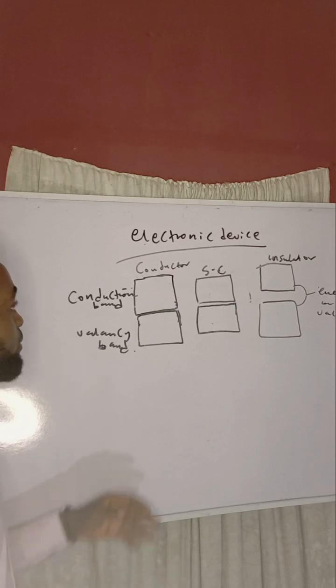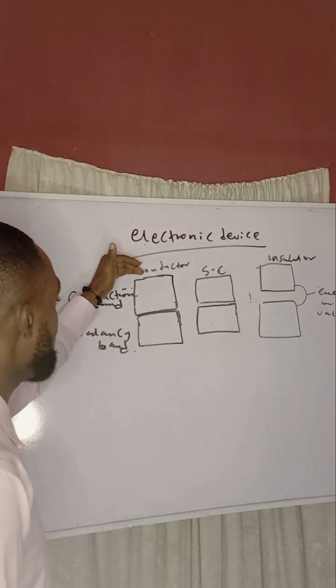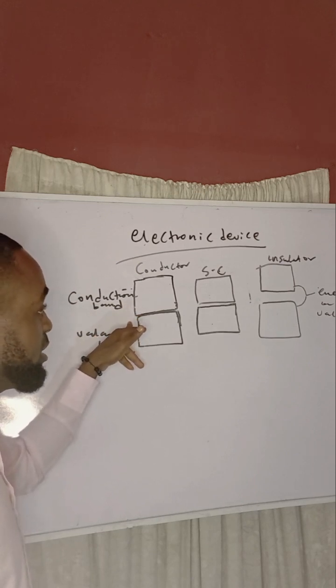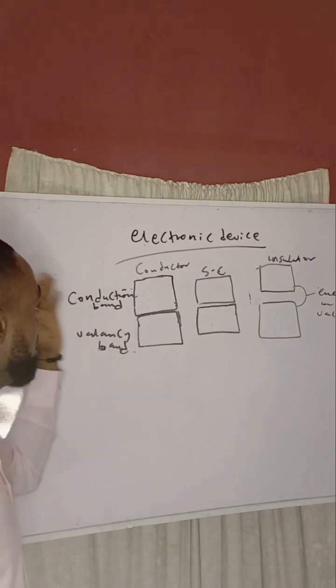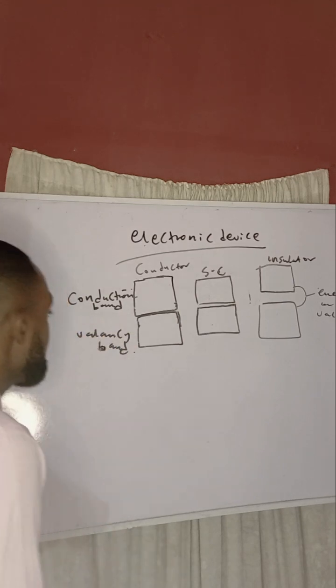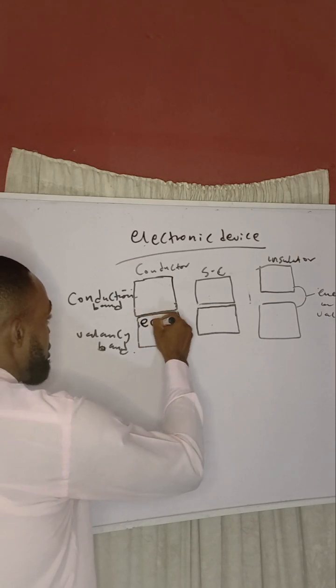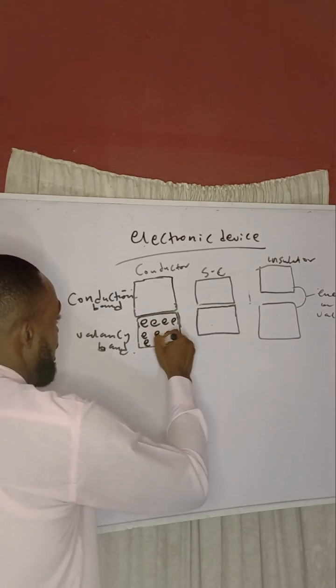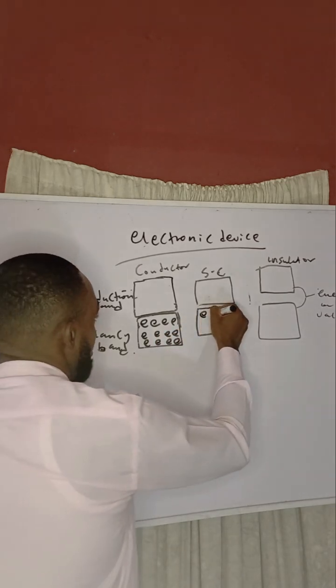For instance, the conduction band and the valency band, the gap between them is called what? Energy gap or valency gap. So the valency band is made up of electrons. Remember, they are made up of what? Electrons.